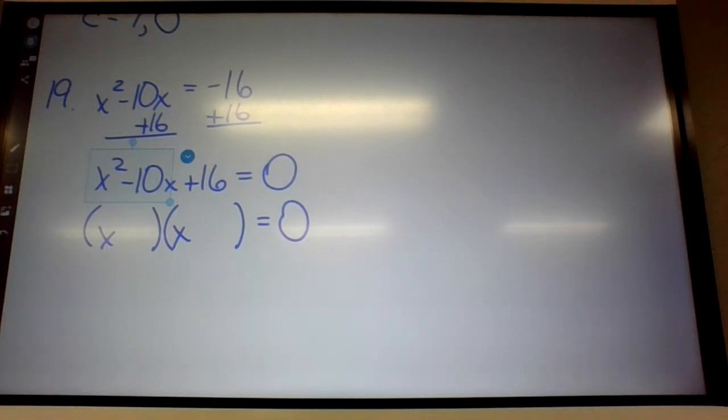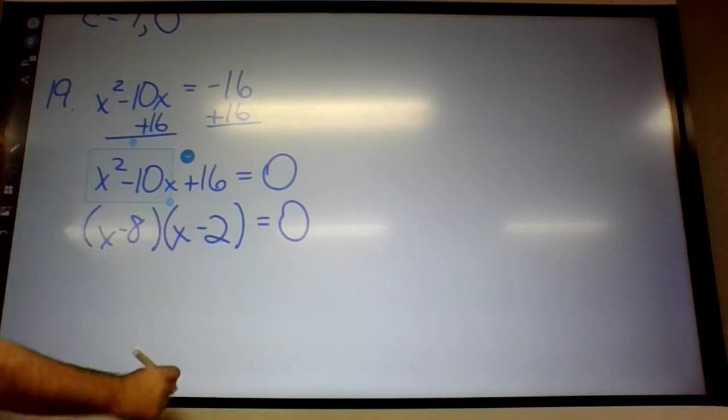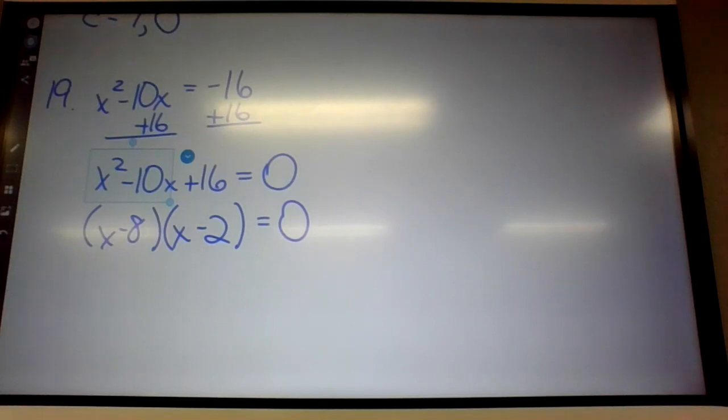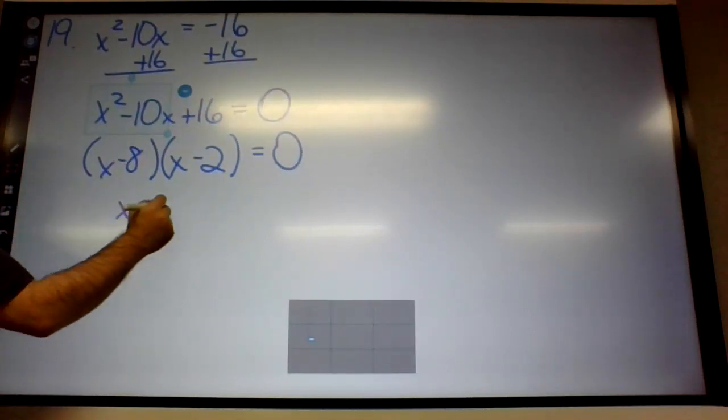4 and 4, could that add up to negative 10? 8 and 2? Negative 8 and negative 2. They both have to be negative to add up to negative 10, yes. And negative 8 times negative 2 is positive 16. All right, so what values of x? Positive 8 and positive 2.